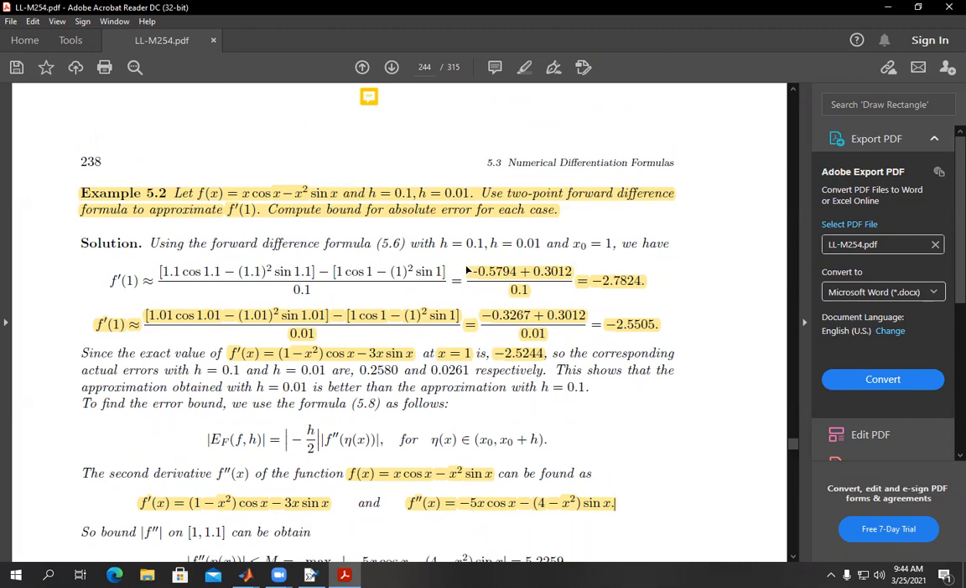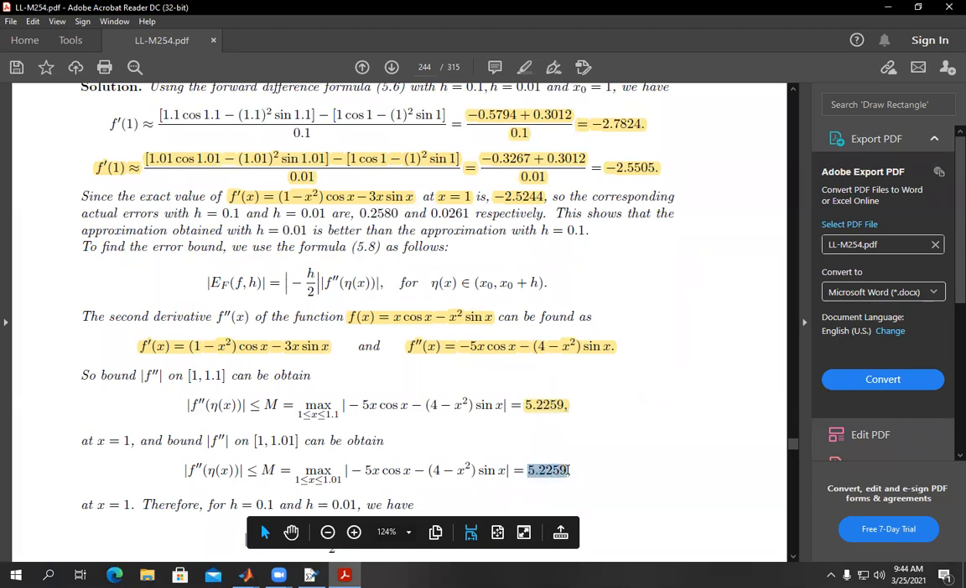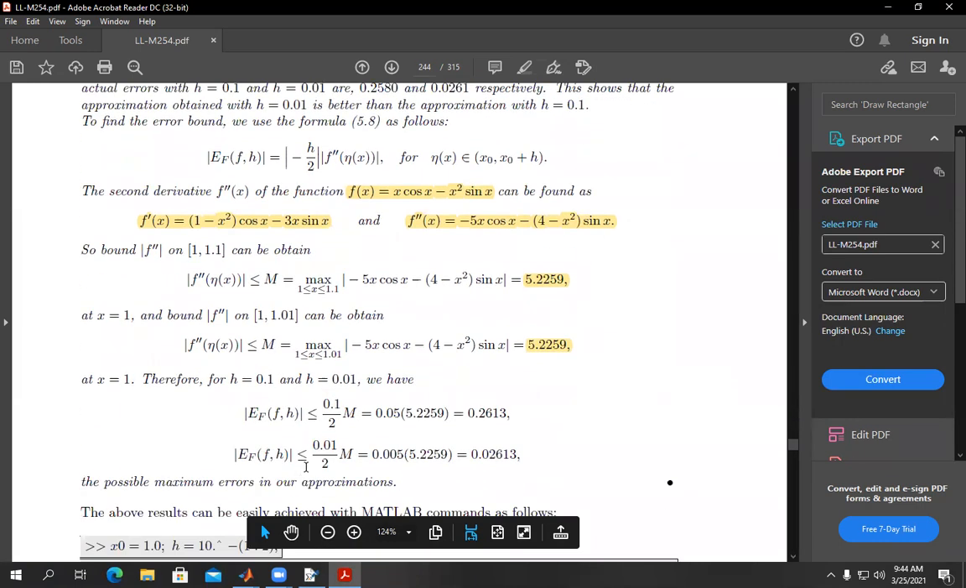1 and 1.1. And what is the interval for the second case? 1 and 1.01. So this is the first case, and this is the approximate value. The maximum is the same here, because the maximum is at the smallest point, which is 1. Then when you find the error bound, we know h over 2, h is 0.1, and M is this one. This gives you this answer.